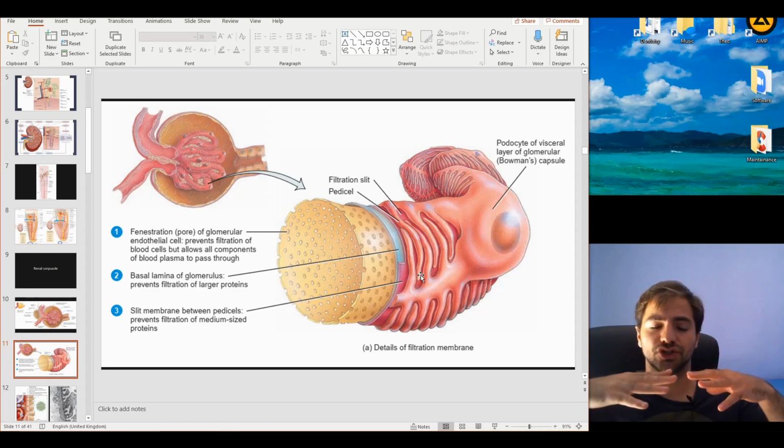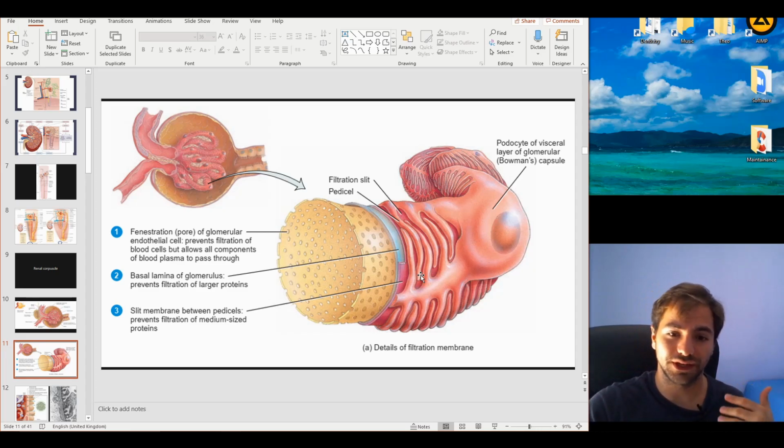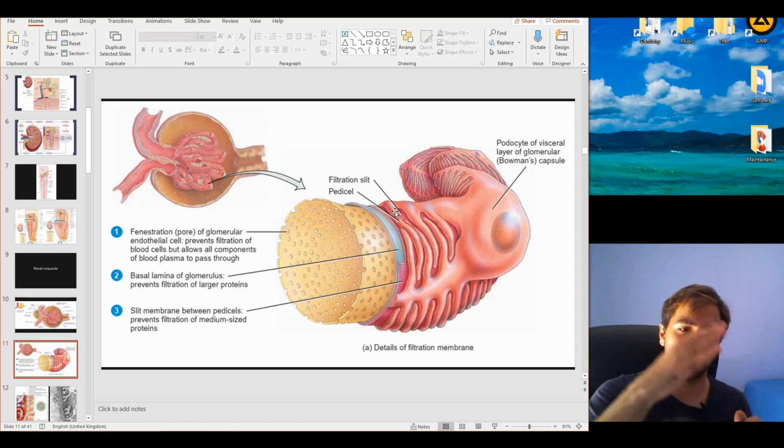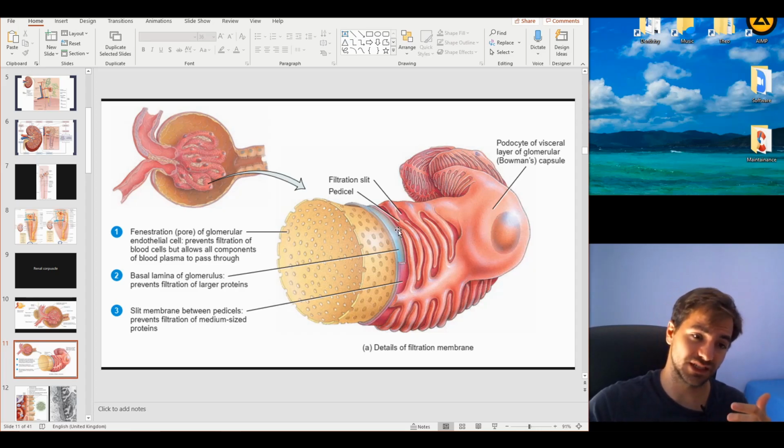and control in two ways what actually passes by. First off is the direct touch, the direct approach from the pedicel to the basal lamina that blocks out, of course, a significant amount of components. And the second one is it can be found within this filtration slit.